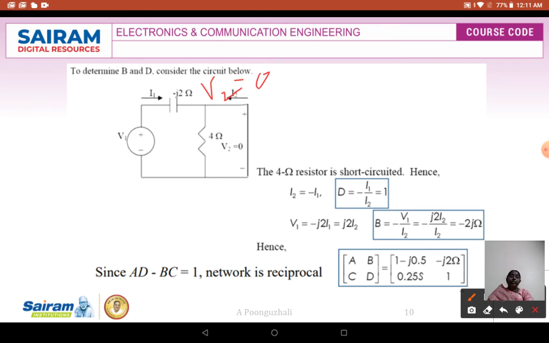Since AD minus BC is equal to 1, we say that the network is going to be a reciprocal network. Now we want to find out this V1. V1 is nothing but minus J2 I1. So I1 is equivalent to, we have found from the previous equation, I2. Substitute it, your B value is going to be minus V1 by I2. So minus V1 by I2 is minus 2J ohms.